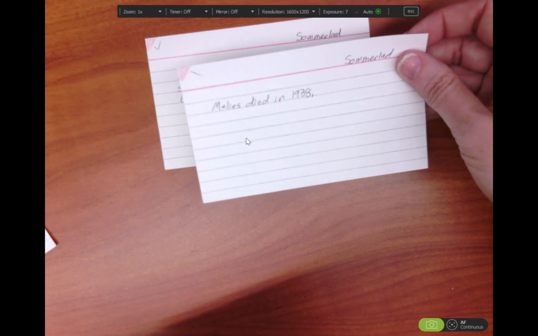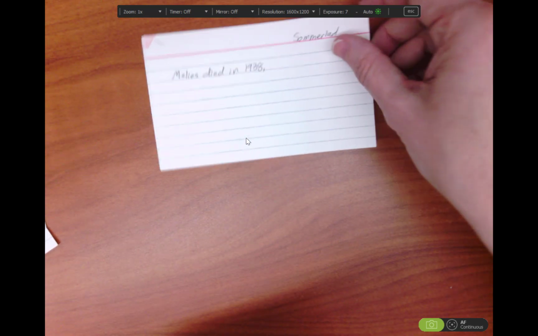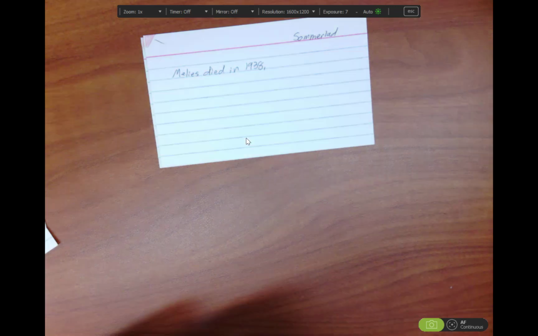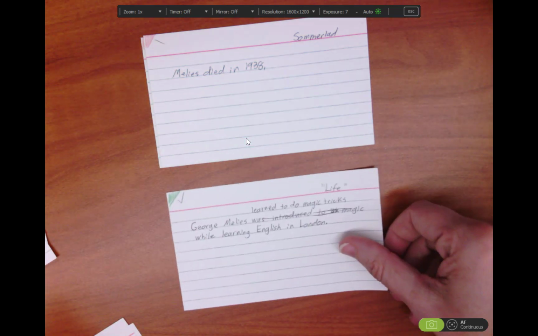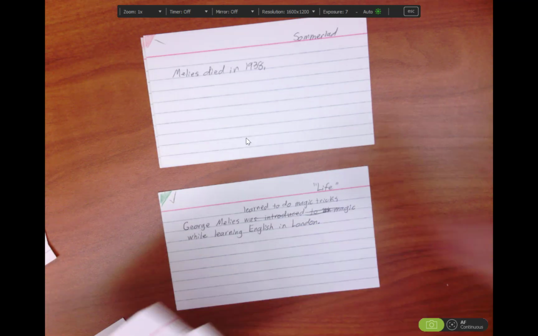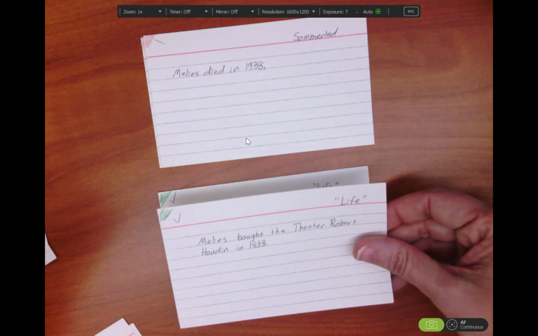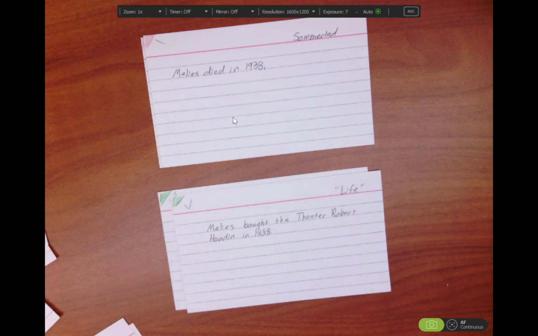Let's see, this one, Méliès died in 1938. This is again about his personal life. It's not early in his life, but I'm going to put that in that same category. This one, George Méliès learned to do magic tricks while learning English in London. That's a different topic. Méliès bought the theater Robert Houdin in 1888. And I'm going to sort all of my note cards.